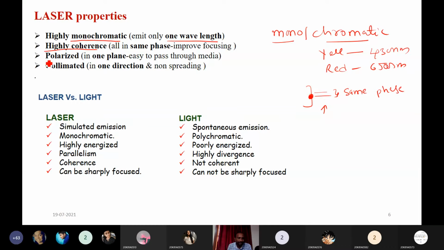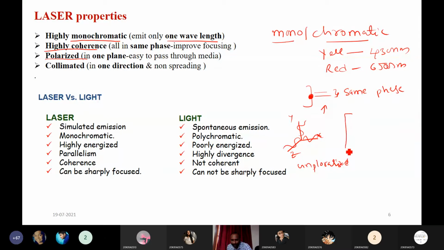And polarized light, this is highly polarized. Generally light can propagate in x, y, z direction, but this is unpolarized light. The light we are discussing can propagate in X direction or Y direction or Z direction. But laser will propagate in only one direction, unidirectional. It will not spread into different directions.